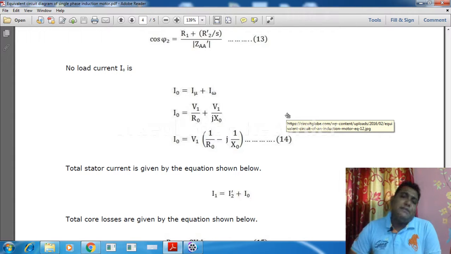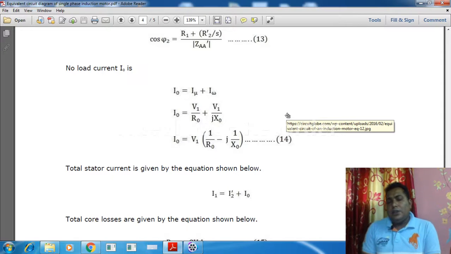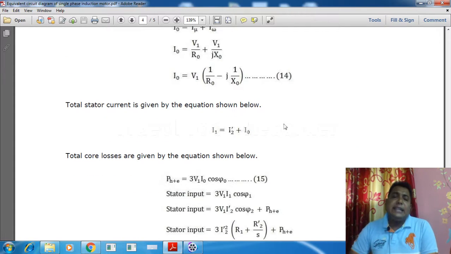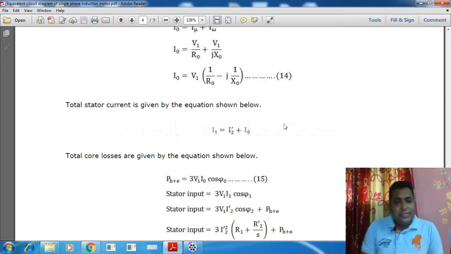Now if we take V1 common, and multiply the numerator and denominator with the complex conjugate, that is j, then a minus sign will appear. So V1 times (1 by R0 minus j 1 by X0). The stator current is given by the equation shown below. So what is the stator current? That is the total current flowing in the stator side, that is I2 bar plus I0.